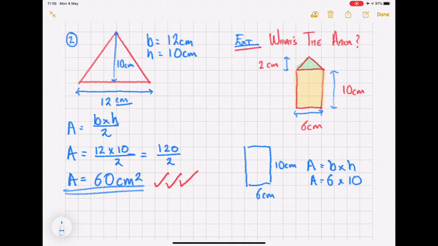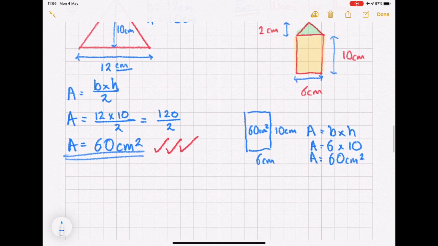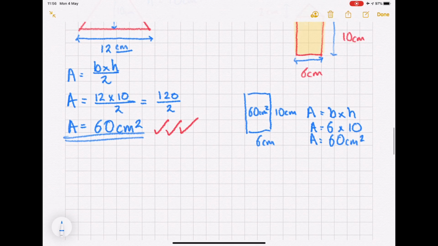So let's substitute in our values. So the base is 6 centimetres and the height is 10 centimetres. So it's 6 times by 10. If we do that multiplication, 6 times by 10 is 60 centimetres squared. So our area for this is 60 centimetres squared.